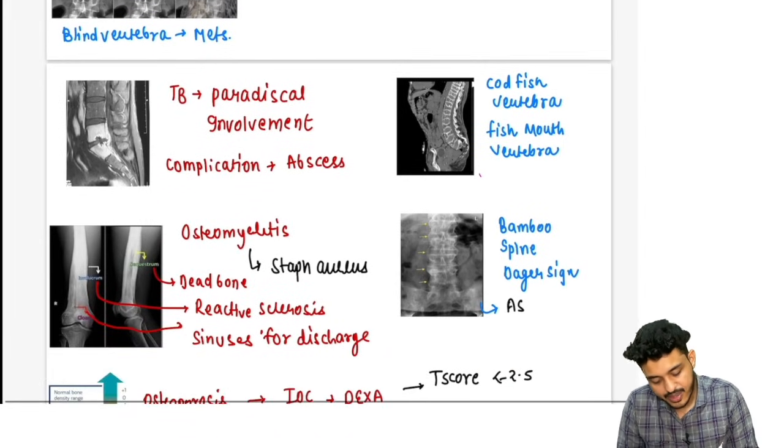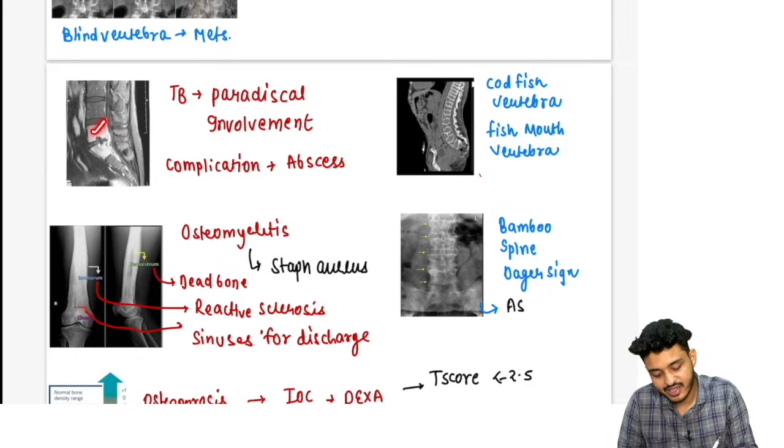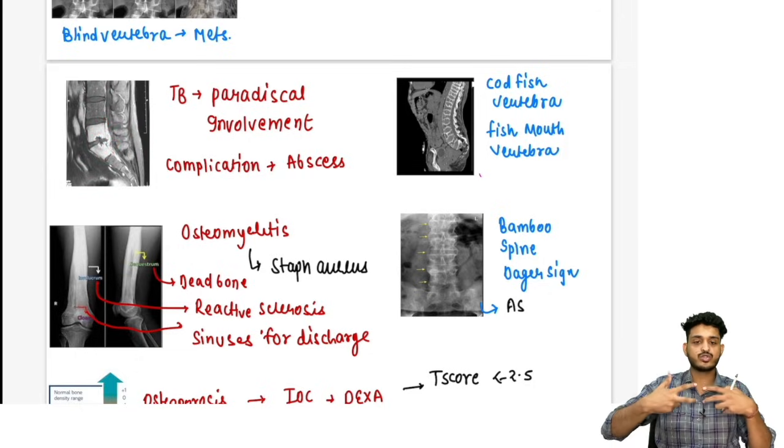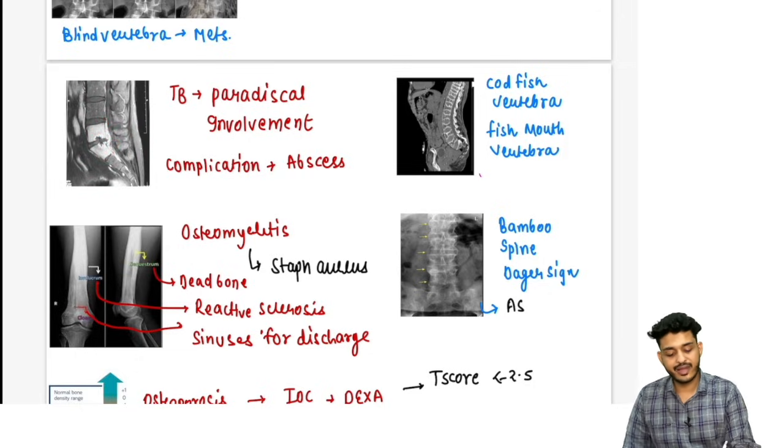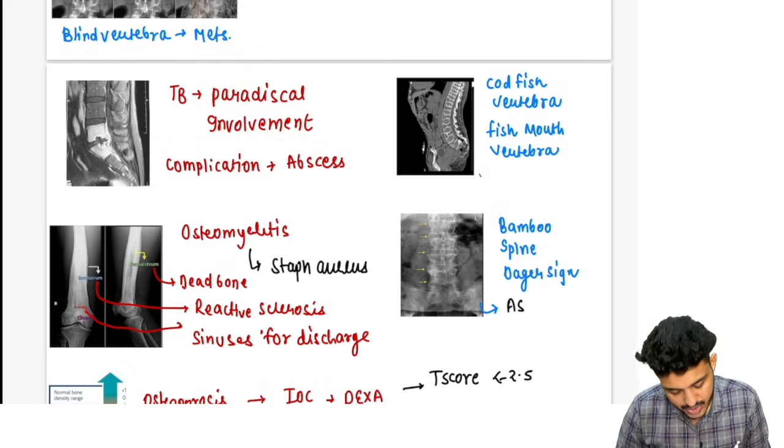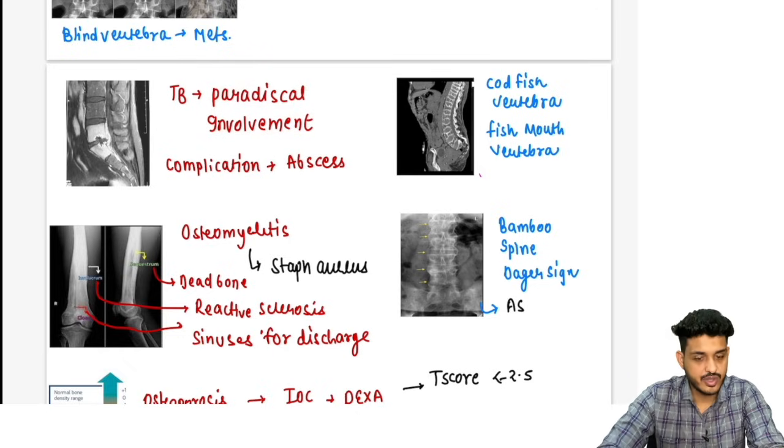Then we have got TB. TB is going to have paradiscal involvement. Two discs are going to be involved, the superior and the inferior one. So you will be having paradiscal involvement. Complication is going to be abscess formation.